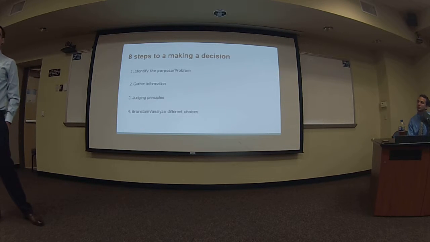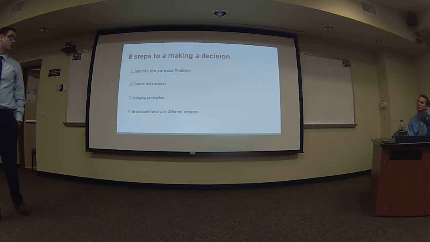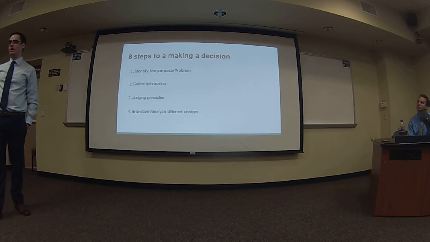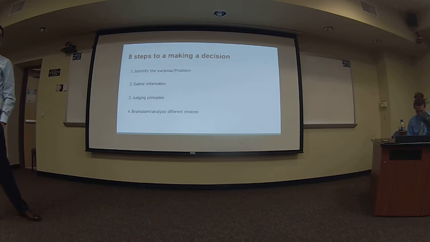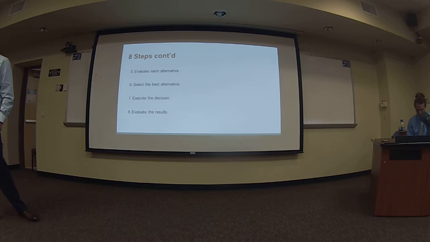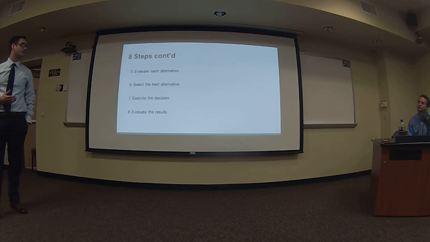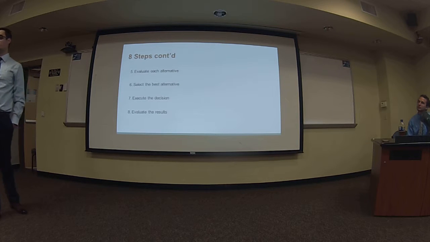Step 2 is gathering as much information as possible. You want to know everything you can about that problem and that solution to make a good decision. Third is judging the principles. Every company has a set of guidelines and principles that they follow, corporate culture type feel, and brainstorming and analyzing different choices. You want to try and analyze all the possible outcomes from all your different choices, all the different scenarios that could happen. Step 5 is evaluating each alternative or that person you're trying to hire. This is like their resume, their overall job qualifications.